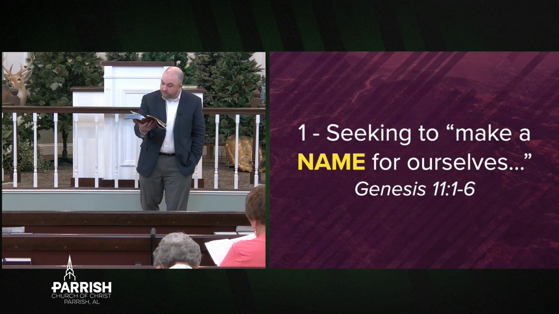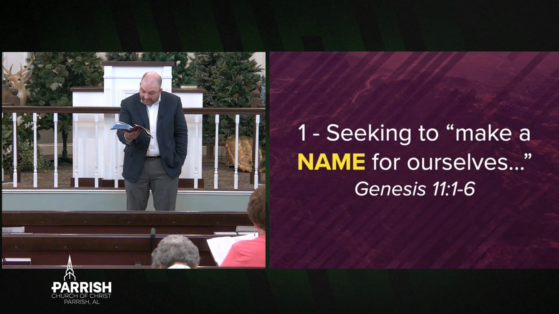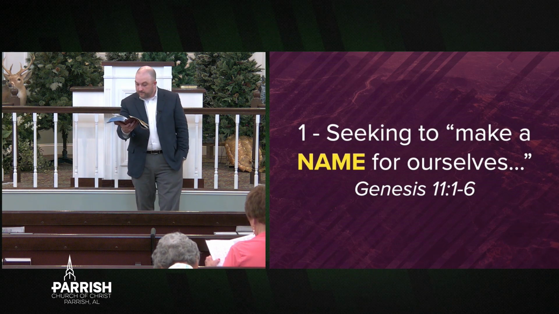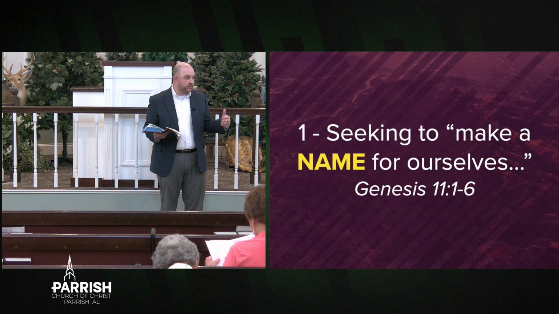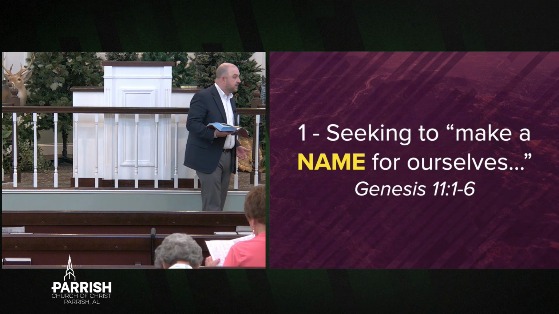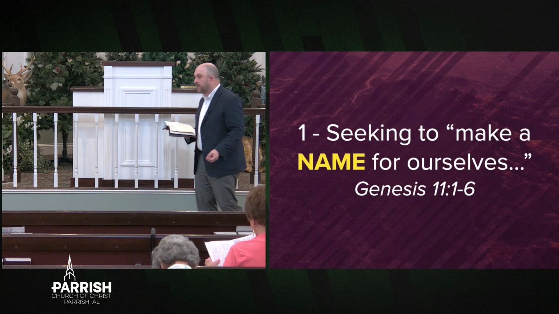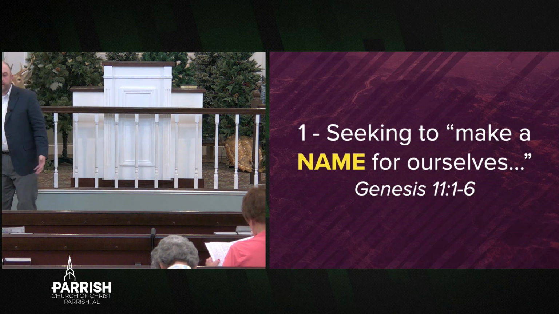And they said to one another, come, let us make bricks and burn them thoroughly. They had brick for stone and bitumen for mortar. They said, come, let us build ourselves a city and a tower with its top in the heavens. The third thing they say, let us make a name for ourselves, lest we be dispersed over the face of the whole earth. There you see the end of verse 4, their chief transgressions. Let us make a name for ourselves. And let's avoid becoming spread out. Let's come together all in one place.